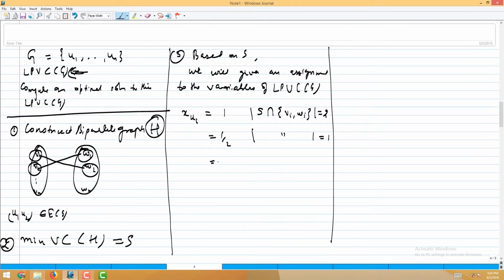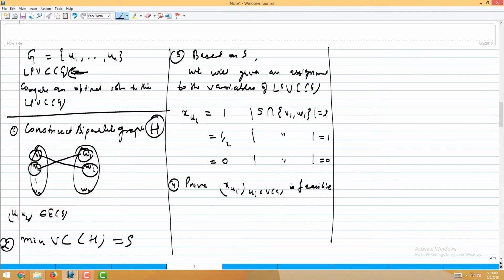So 1 if S picks both of the copies of ui, which were vi and wi. If S was picking exactly one of them, no matter which, I was giving the vertex value half, and I was giving it 0 if S was picking nothing. The assignment is clear, right?